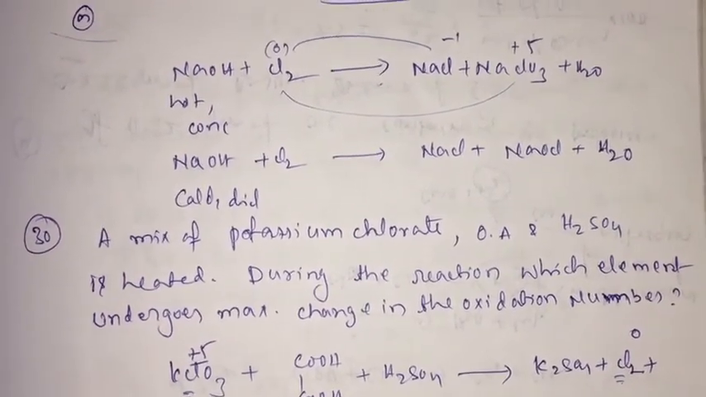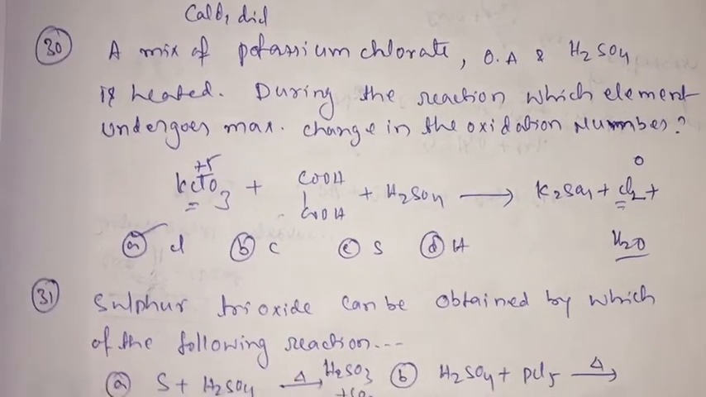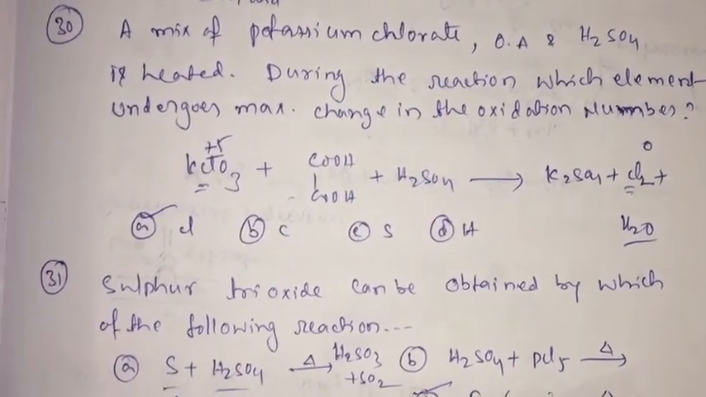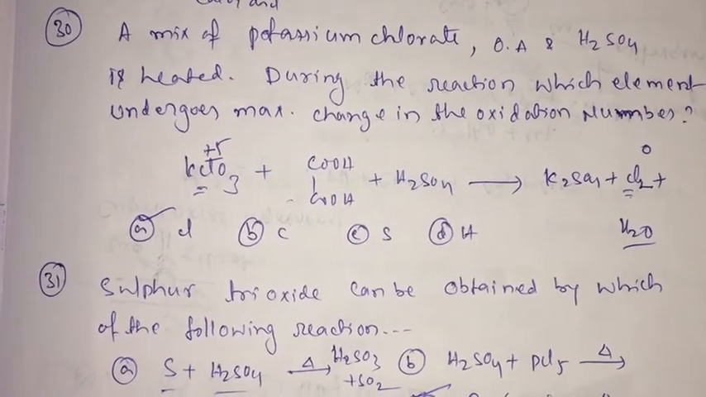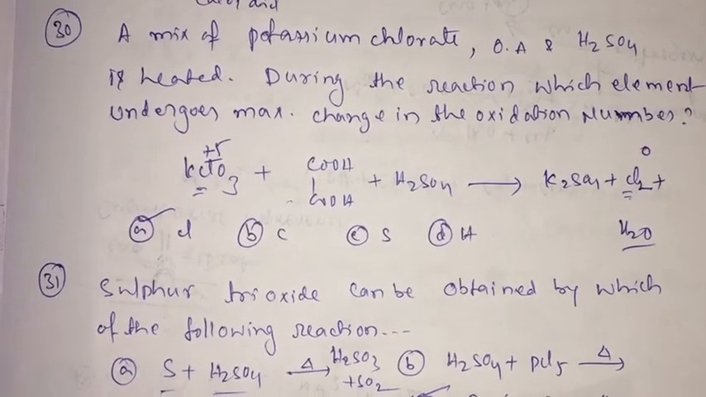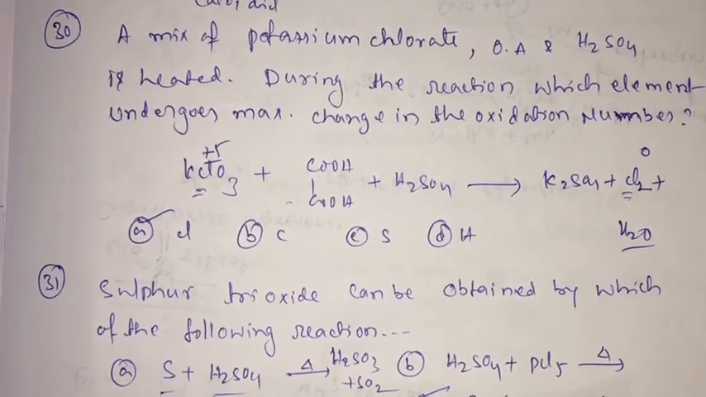Now the next question: a mixture of potassium chlorate, an oxidizing agent, oxalic acid and H2SO4 is heated. During the reaction, which element undergoes maximum change in oxidation number? KClO3, oxalic acid and H2SO4 change to K2SO4, Cl2 and H2O. Here the Cl oxidation state goes from +5 to 0, so the maximum change is this one, 5 electrons gained. In the other case, carbon goes from +3 to +4 in CO2, which is 1 electron.